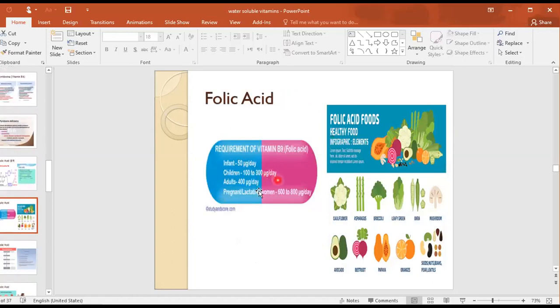Its daily requirement is 400 microgram per day, while a pregnant female requires from 600 to 800 microgram per day. So as we can see here, the pregnant female requires almost double the adult dose, because folic acid is very important for the development of the spinal cord and the brain of the fetus.